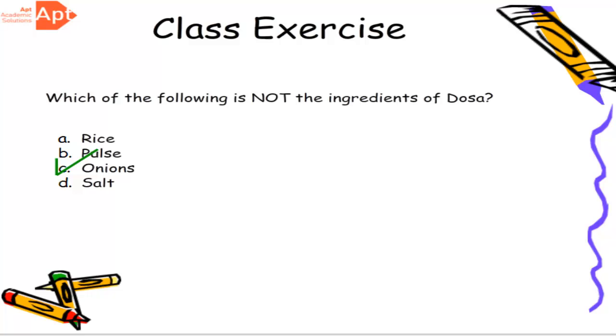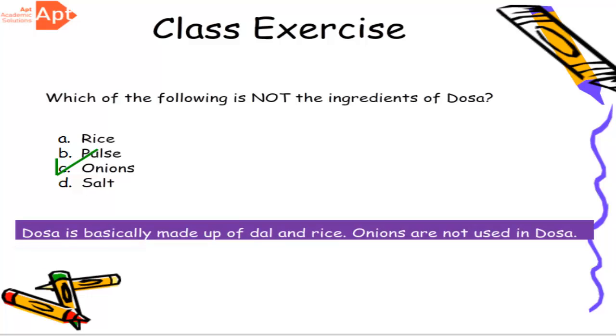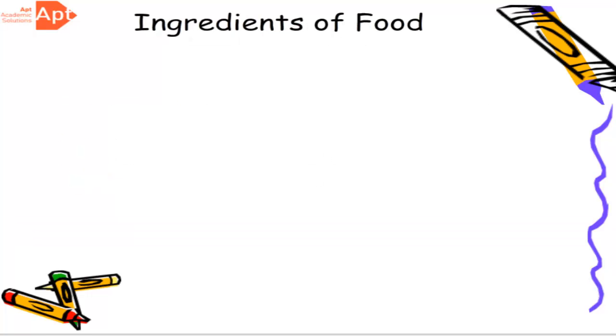So onions are a no-no for dosa, although if you are eating masala dosa, probably you would need some, but that's basically the stuffing. So for preparing the batter of dosa, you would not need onions. The dosa is basically made from dal and rice. Onions are not used in it.